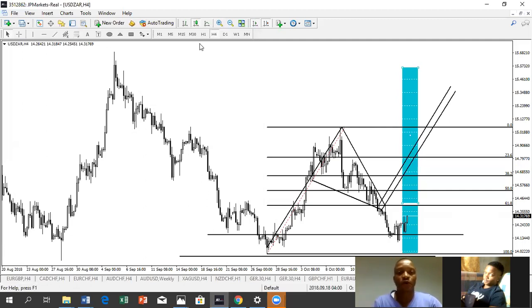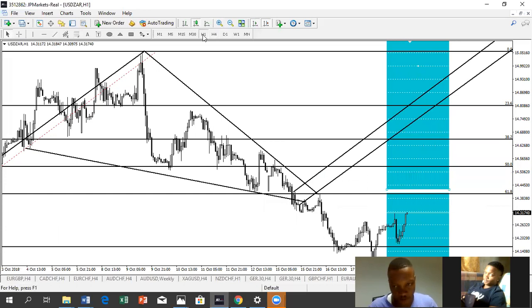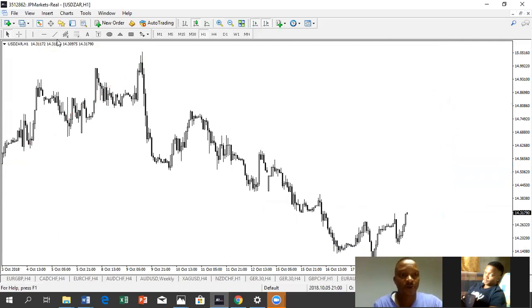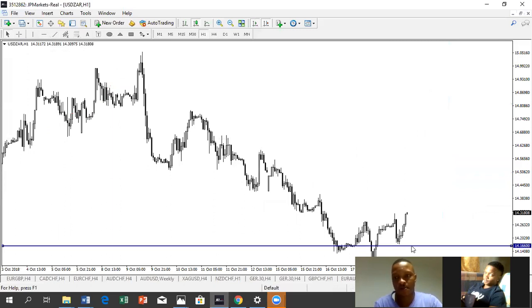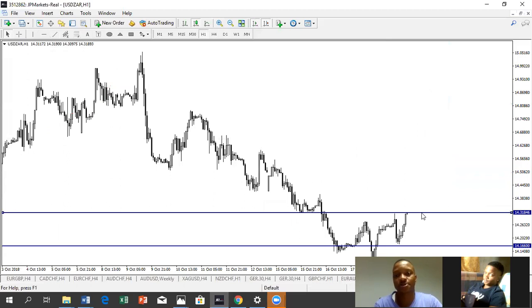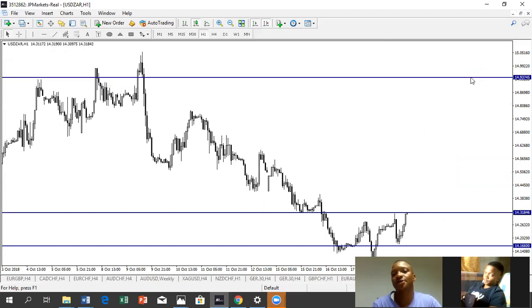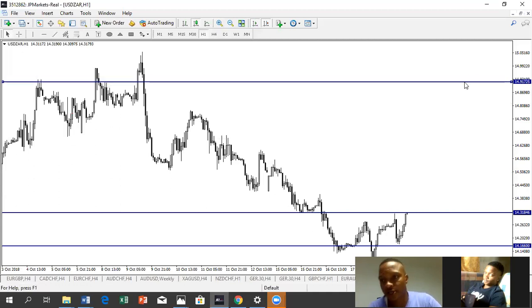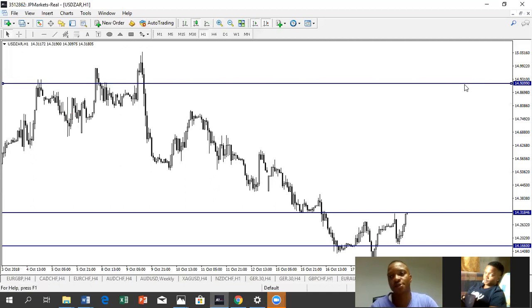Okay, so 1 hour gives you an entry. If you're not in, please jump in, place your stop loss below the low, which is there. Go in there at current market price. Take your profit there at the top. Don't be scared. Take your profit somewhere around 1490.